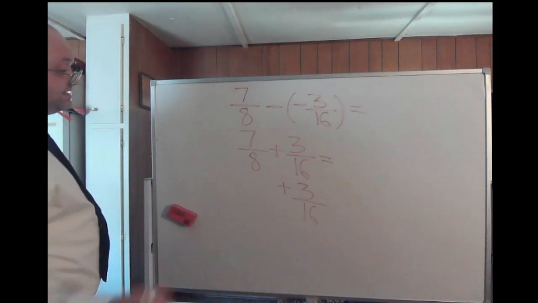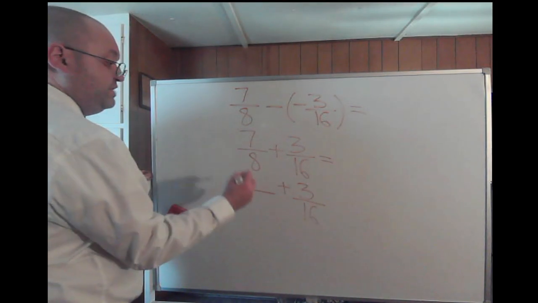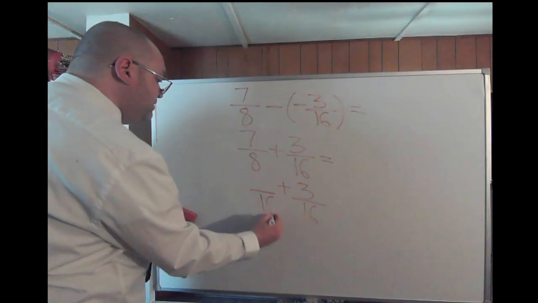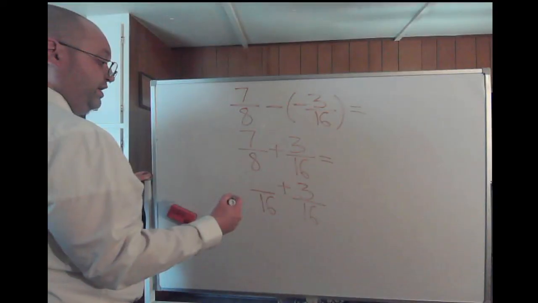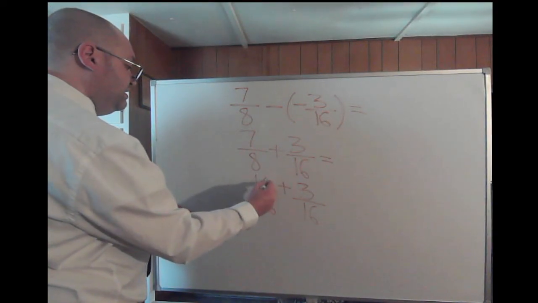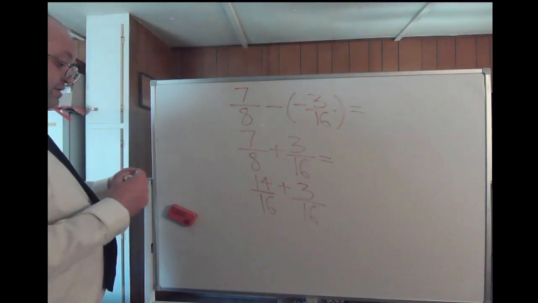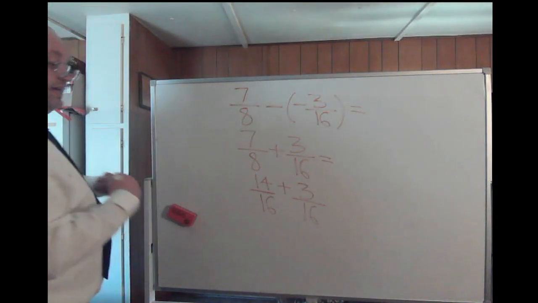But that 7/8, however, the 8 needs to be converted into 16. In order to do that, we multiply by 2, which means you got to multiply the 7 by 2 in the numerator since you did it to the denominator. 7 times 2, that's 14. Okay, so now you're left with 14/16 plus 3/16.